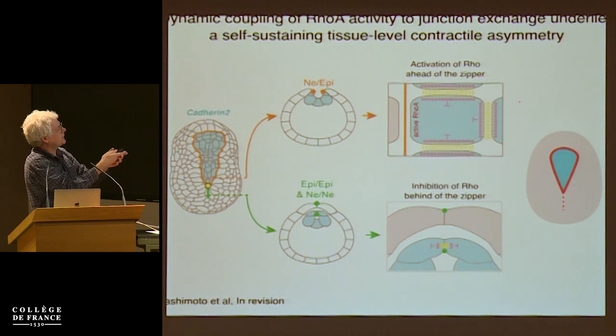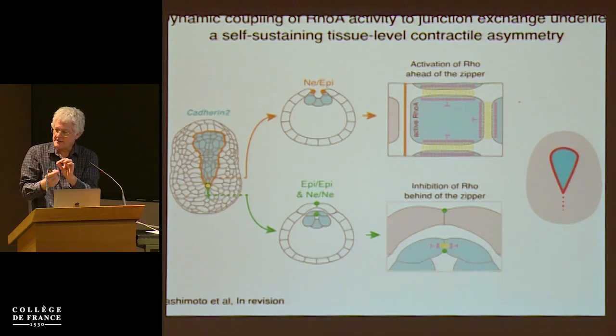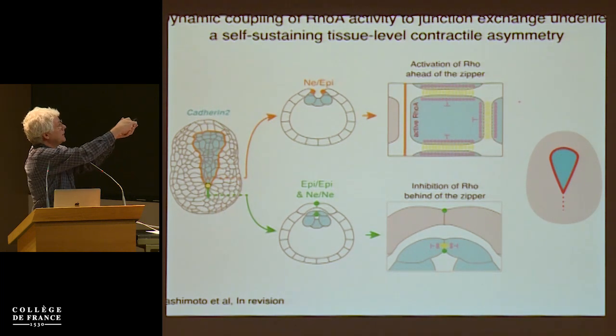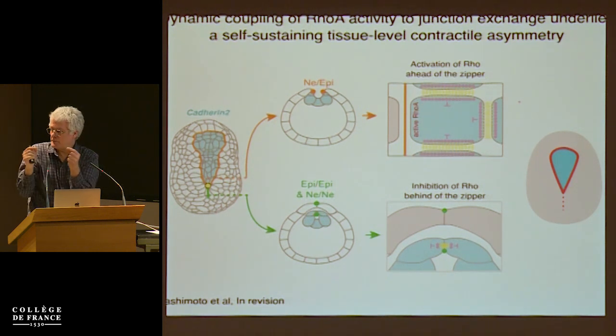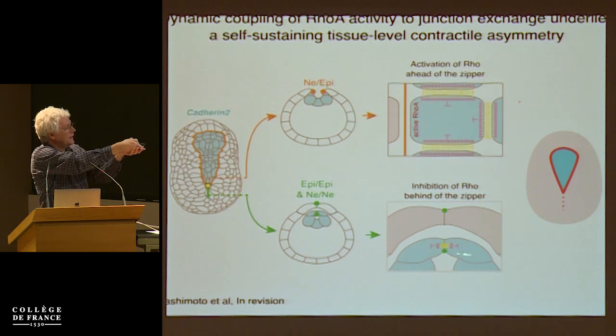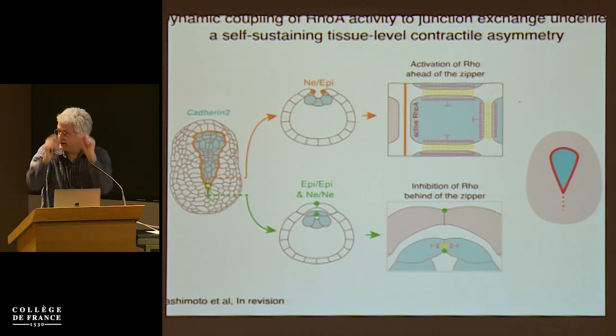And now, if you put this into the context of the whole tissue, you see that this is a way to dynamically couple junctional exchange that occurs at the zipper to a self-adjusting global tissue-level asymmetry in myosin activity. Because ahead of the zipper, this mechanism directs Rho A and myosin activity along this boundary. But behind the zipper, where junctional exchange has occurred, now the neural cells have formed new contacts. And at those new contacts, cadherin 2 recruits the gap and immediately shuts off Rho and myosin activity.